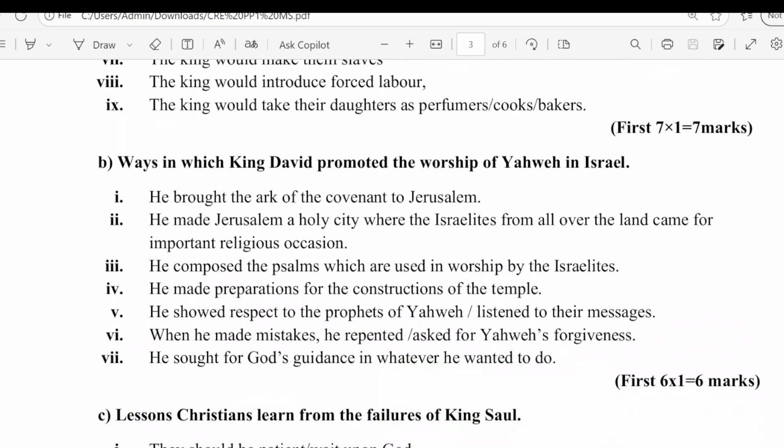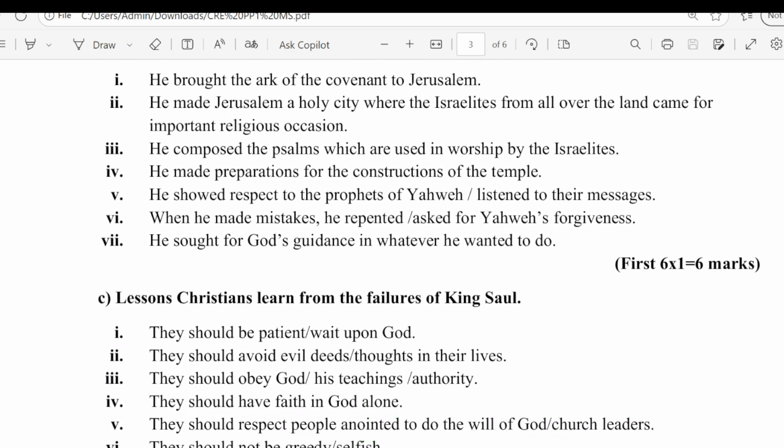Ways in which King David promoted the worship of Yahweh in Israel. 1. He brought the Ark of the Covenant to Jerusalem. He made Jerusalem a holy city where the Israelites from all over the land came for important religious occasions. He composed the Psalms which were used in worship by the Israelites. He made preparations for the construction of the temple. He showed respect to the prophets of Yahweh. When he made mistakes, he repented. He sought God's guidance in whatever he wanted to do.